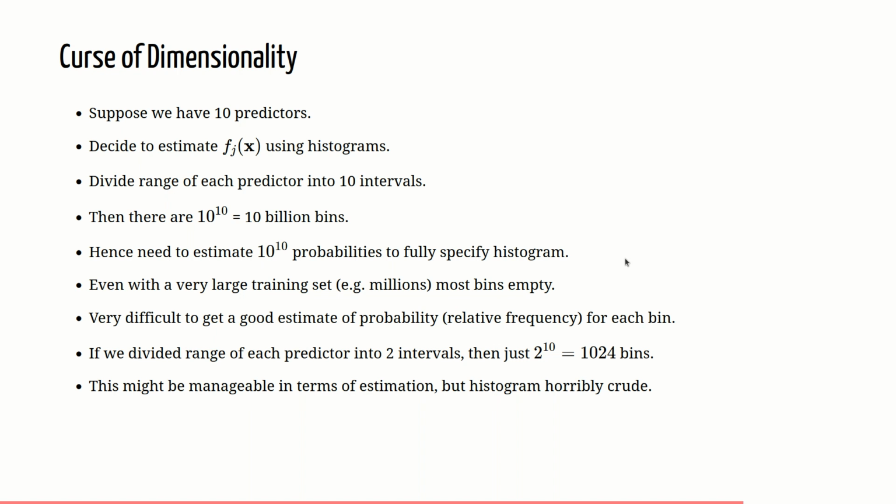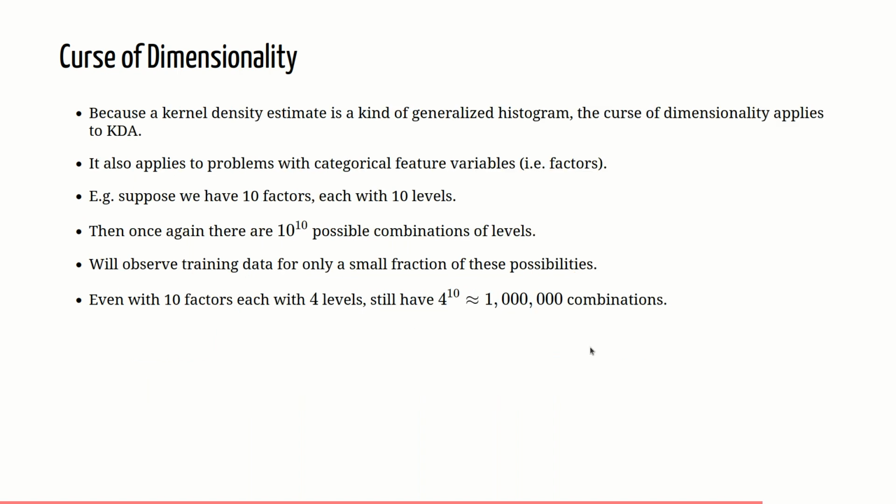And even if you go really, really coarse with your histogram, so you only have 2 intervals, 2 bins for each variable, you still need 1,000 bins. So you've still got 1,000 bins, 2 to the 10, right? So 10 variables, 2 bins each. And the histogram is going to be extremely crude, right? And so if you've got millions of observations, you can estimate these things really well, but your estimate is going to be really poor. So that's the curse of dimensionality.